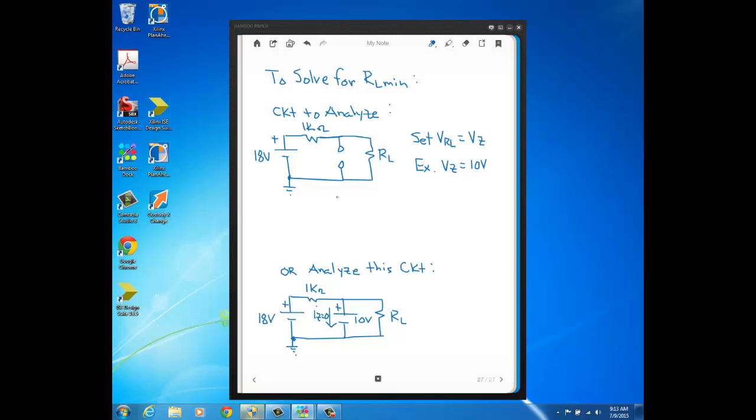Okay, so your equation is going to look like this, where VRL is equal to 10, VZ. That's equal to the source voltage times the ratio of resistances in our voltage divider equation, where RL is in the top, right? And RL plus this 1K ohm resistor is in the denominator. So when you set up this equation for VRL equal to VZ and solve for RL, this will be RL minimum.